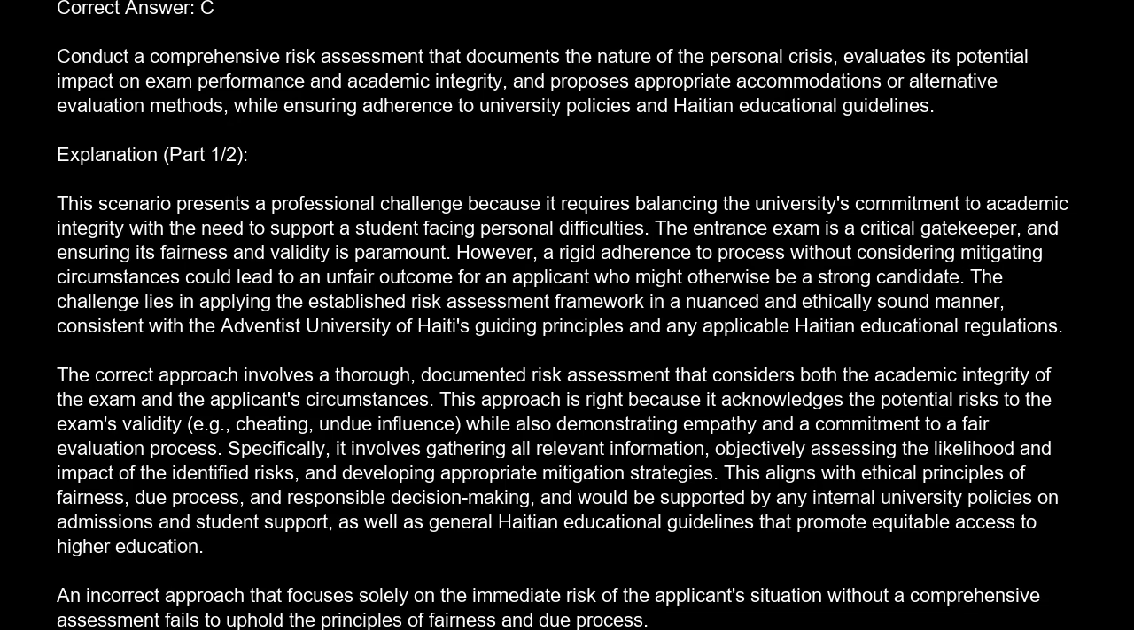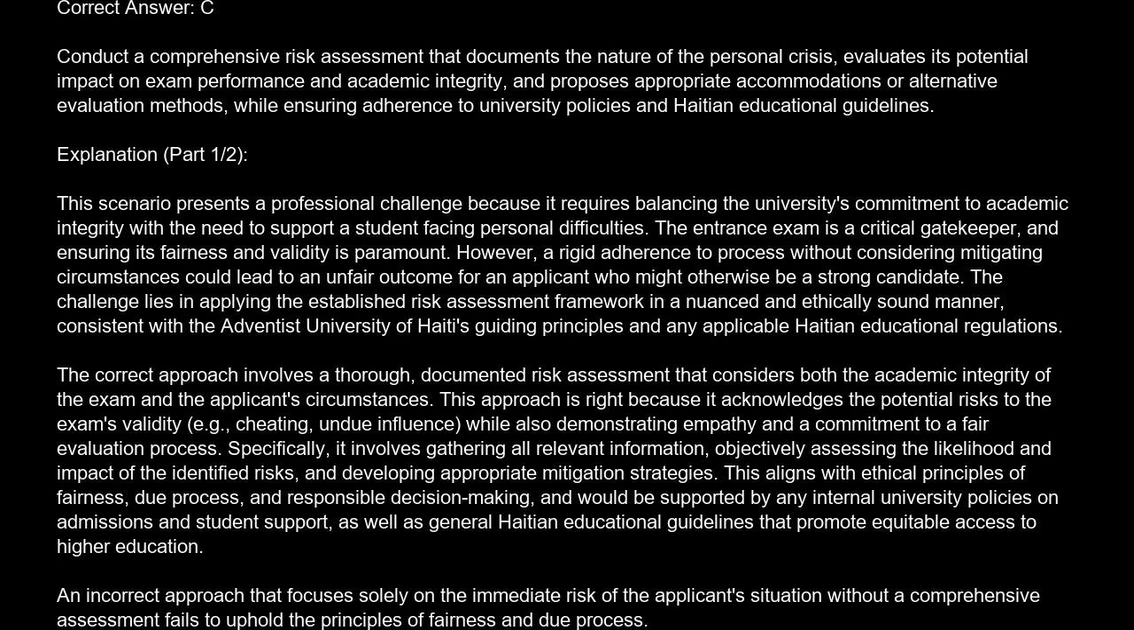Correct answer is C. Conduct a comprehensive risk assessment that documents the nature of the personal crisis, evaluates its potential impact on exam performance and academic integrity, and proposes appropriate accommodations or alternative evaluation methods, while ensuring adherence to university policies and Haitian educational guidelines. Explanation: this scenario presents a professional challenge because it requires balancing the university's commitment to academic integrity with the need to support a student facing personal difficulties.